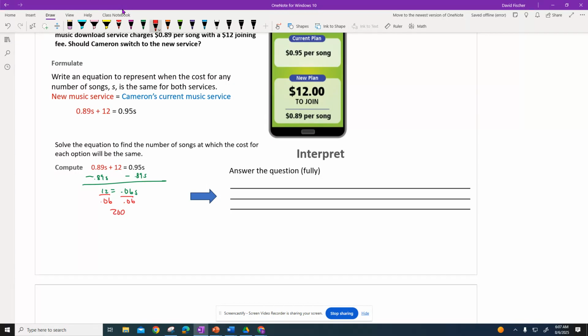So, does this guy have a name? Yep, Cameron should go with the new plan if he has 200 songs, he's not saving any money, because 200 songs are the same. So you need to say new plan if he downloads more than 200 songs. So at 201, he's starting to save money now.